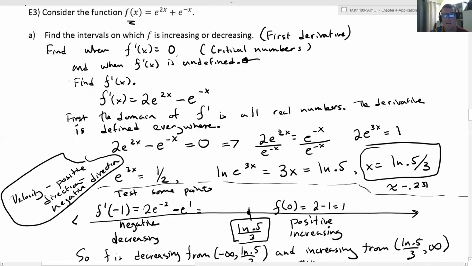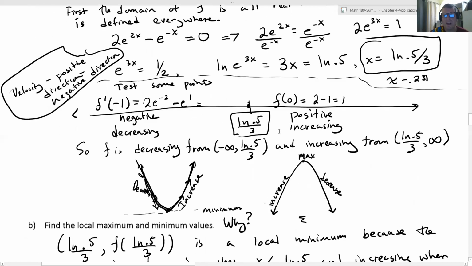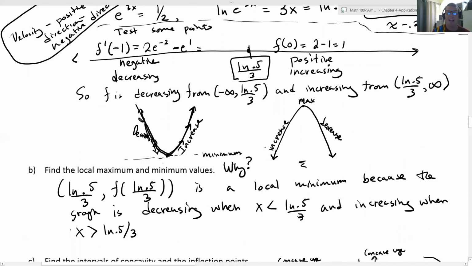Then, once we've done that, we can determine our local minimums and maximums by determining what the behavior around the critical number is. If the critical number goes from decreasing to increasing, we're going to have a min. If it's increasing to decreasing, we'll have a max. And we want to define what that value is.